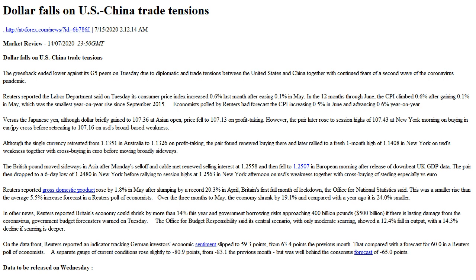On the data front, Reuters reported an indicator tracking German investors' economic sentiment slipped to 59.3 points, from 63.4 points the previous month. That compared with a forecast for 60.0 in a Reuters poll of economists. A separate gauge of current conditions rose slightly to 80.9 points, from 83.1 the previous month, but was well behind the consensus forecast of 65.0 points.